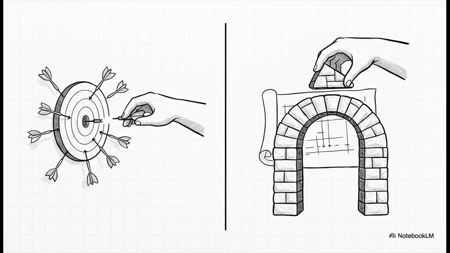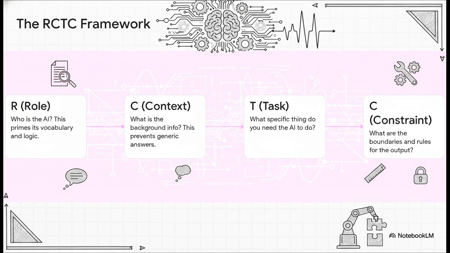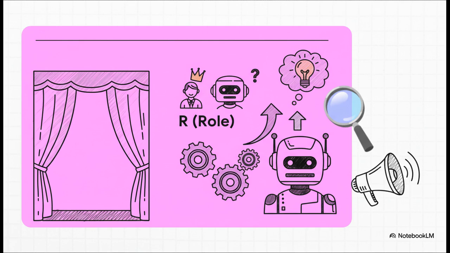So how do you manage this intern? It's not magic, you guys. It's a system. Let's dive into the RCT framework. It's a simple system for getting exactly what you want. First up, R is for role. You're literally telling the AI who to be, like an actor.